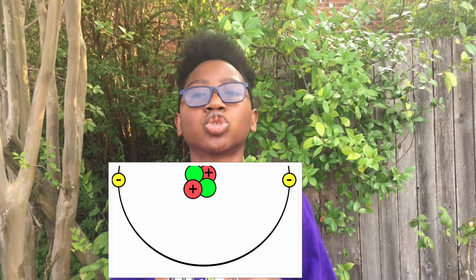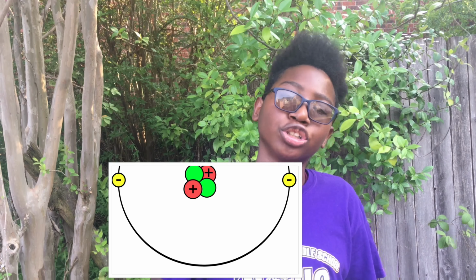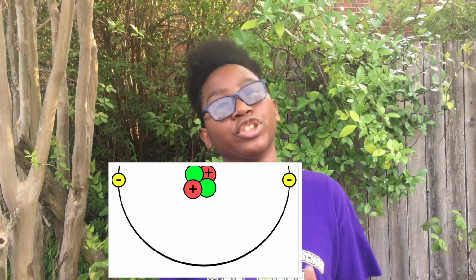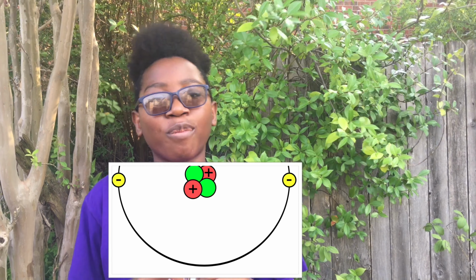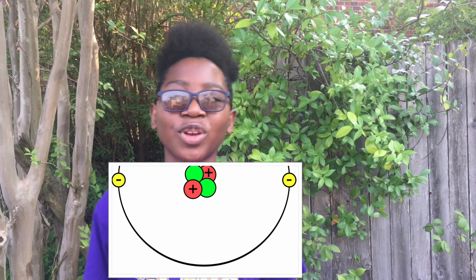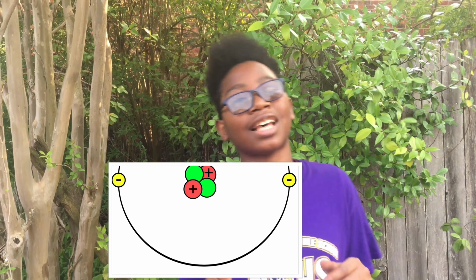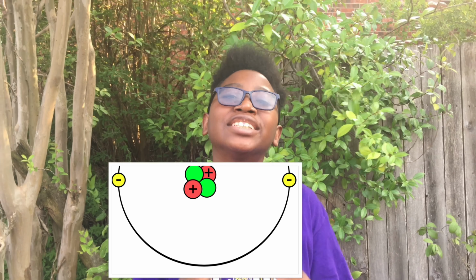Now, let's get into the anatomy of an atom. An atom is made up of protons, neutrons, and electrons. Protons are positively charged and electrons are negatively charged, while neutrons have no charge. Protons and neutrons live in a very dense area called the nucleus, while the electron orbits the outside of an atom. Electrons orbit the atom at super high speeds.